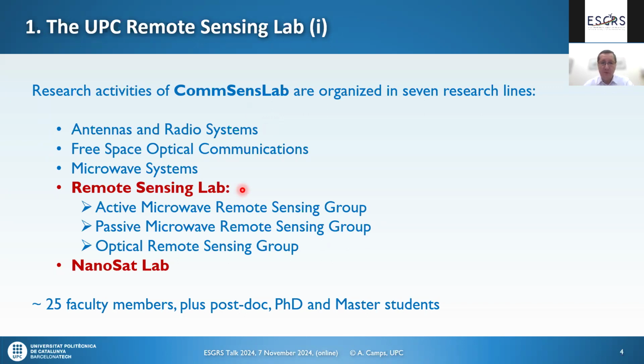We have 3 subgroups: active microwave remote sensing, passive microwave remote sensing, optical remote sensing, notably LiDAR for atmospheric applications, and the NanoSat lab, in which basically we test some of the new sensors that we have been developing. We are about 25 faculty, plus postdocs, PhD students, and master students.